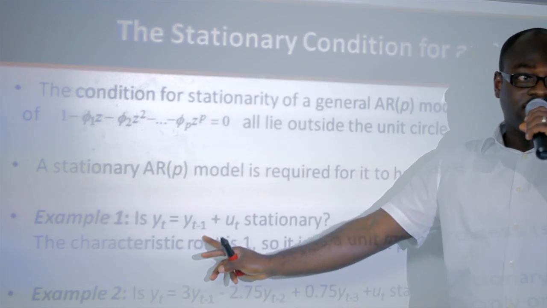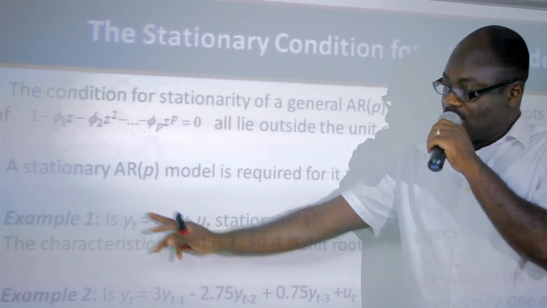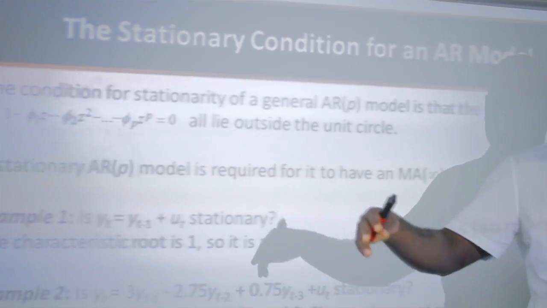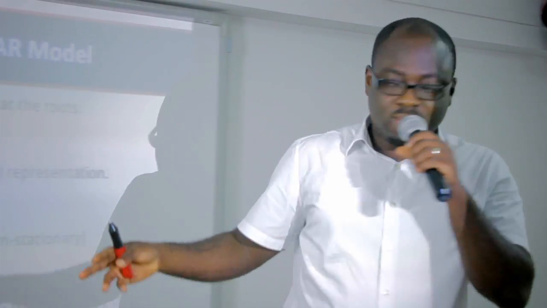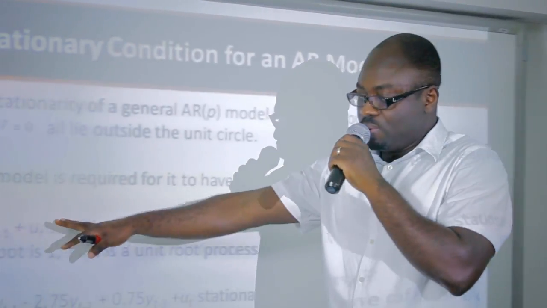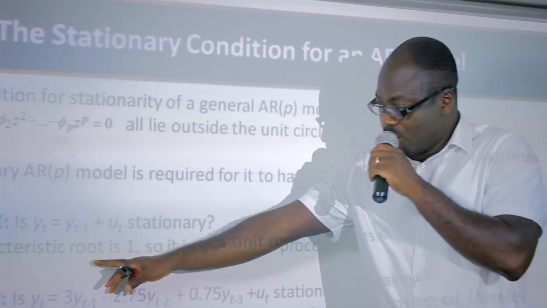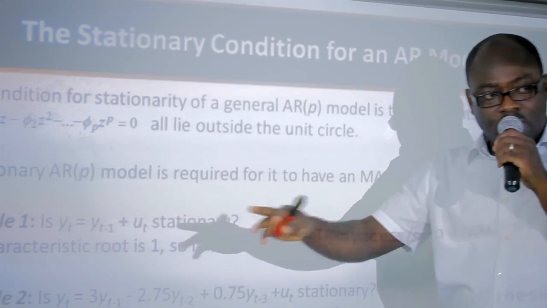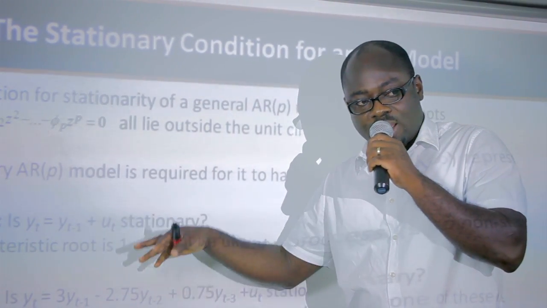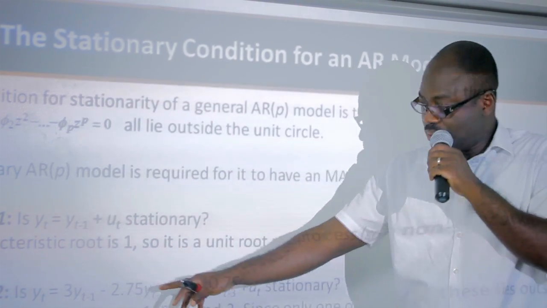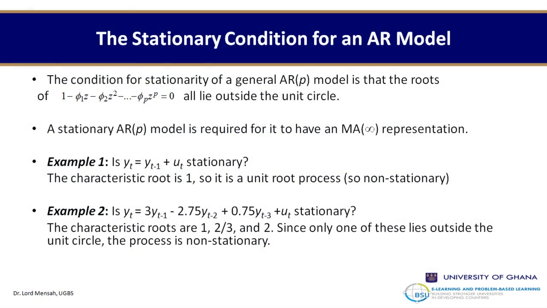Lag yt. And then you send the lag yt to the side, you have 1 minus L into bracket yt, and that should be equal to the mu t. So the characteristic has a root of, so 1 minus L equals to what? 0. You get L equals to 1. So it is what? A unit root. And this tells you that it is what? Non-stationary.